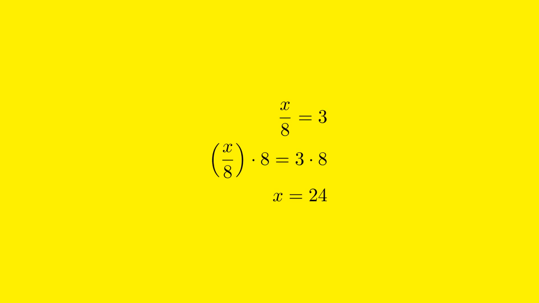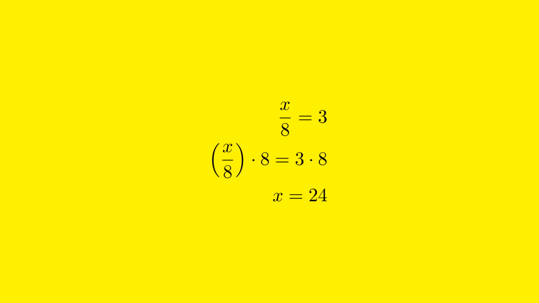In step 2, we have the equation x divided by 8 equals 3. Our goal remains to isolate the variable x. The current equation tells us that x divided by 8 is equal to 3. To isolate x, we need to remove the division by 8. We do this by performing the opposite operation, which is multiplication. We multiply both sides of the equation by 8.